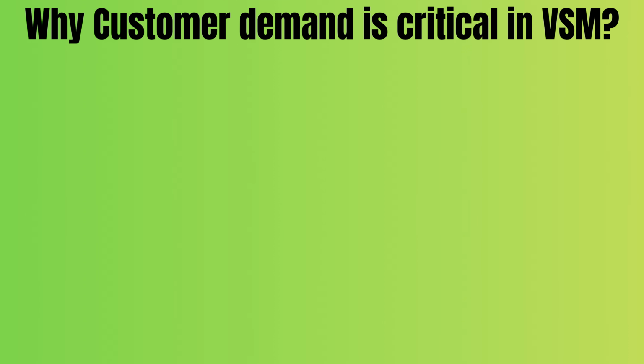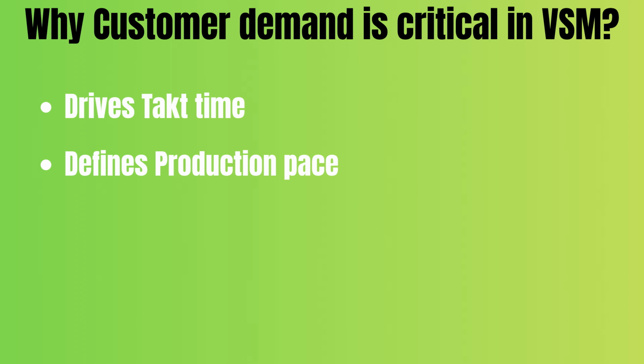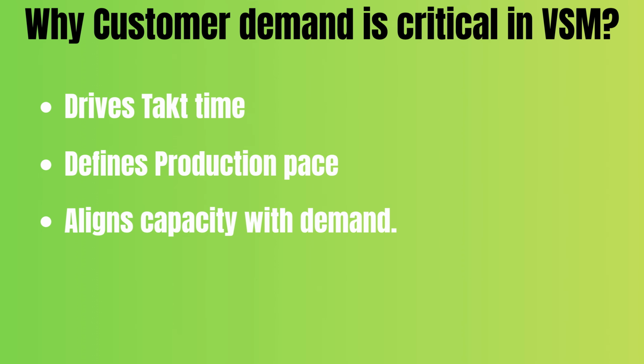Now let's understand why customer demand is so critical in value stream mapping. First, it drives takt time. Takt time is nothing but the pace at which we need to produce to meet customer demand. So without knowing demand, we simply cannot define the right production speed. Second, it defines the production pace. Instead of running machines randomly or based on capacity, we start producing at a rhythm that matches what the customer actually needs.